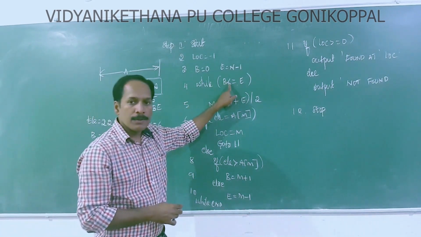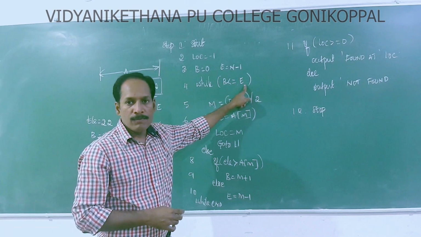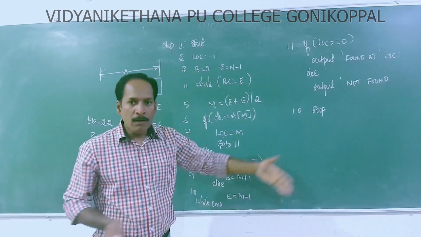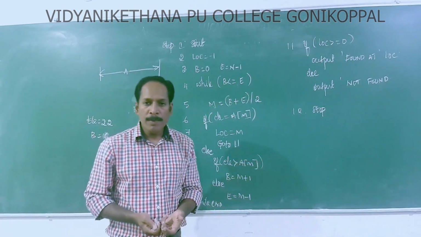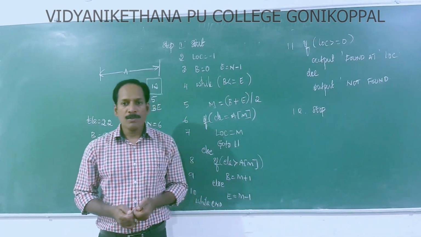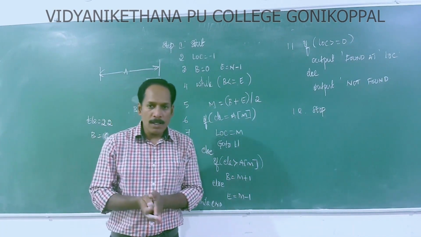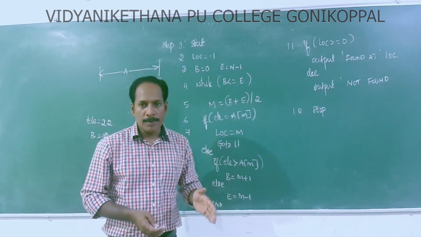Now look at the condition. 6 is less than or equal to 5? False. That is where we have compared all the elements. There exists no element. So therefore we conclude the element is not present. That's why we have to include the last element. Equal means that it is the last element.